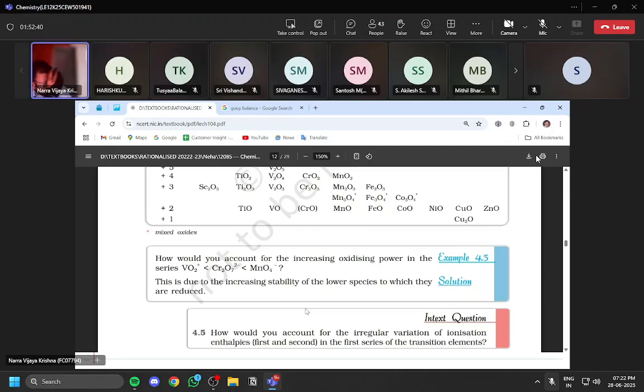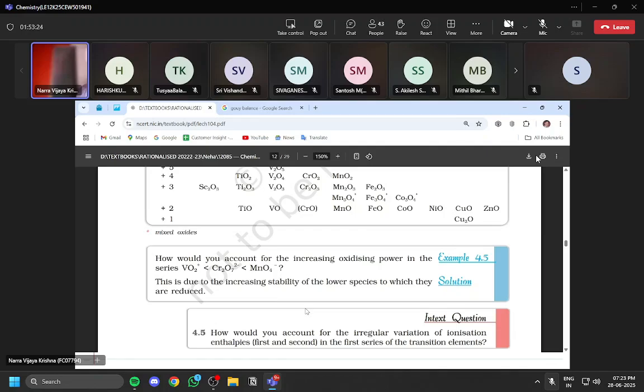How would you account for the increasing oxidizing power of VO2+, Cr2O7 2-, MnO4-? Which is stronger oxidizing agent? KMnO4. Better oxidizing agent than K2Cr2O7. Then NaVO2. Sorry, VO2+ now. VO2Cl. Right? So compared to this, it is better oxidizing than this. This is due to increasing stability of lower species to which they are reduced. It means, for example, manganese. Here it is in +7. It converts into Mn2+. So as Mn2+ is more stable, this readily converts into +2.